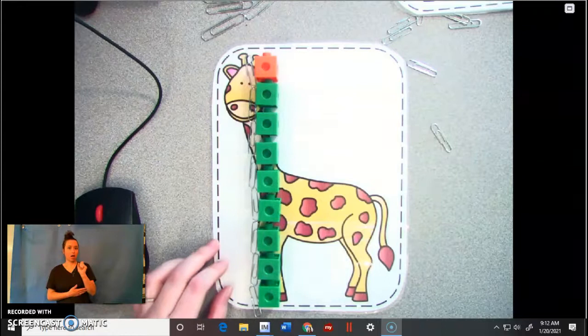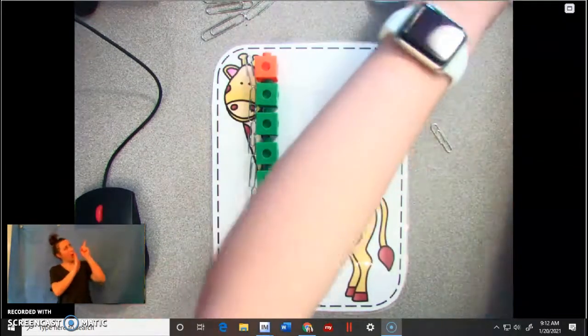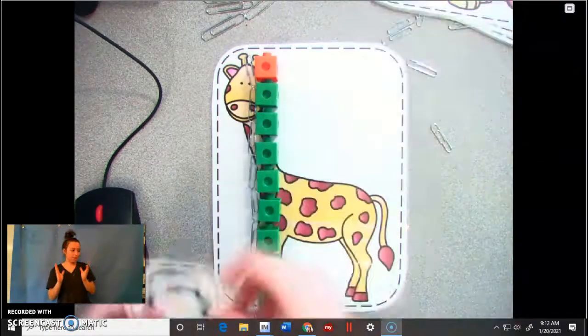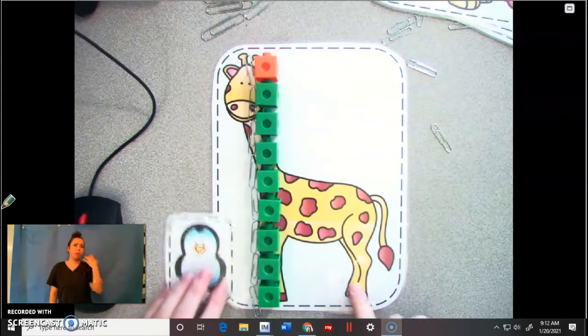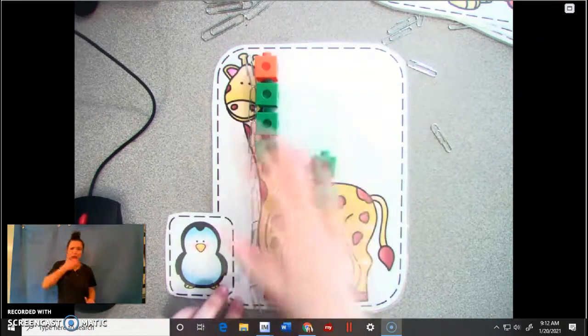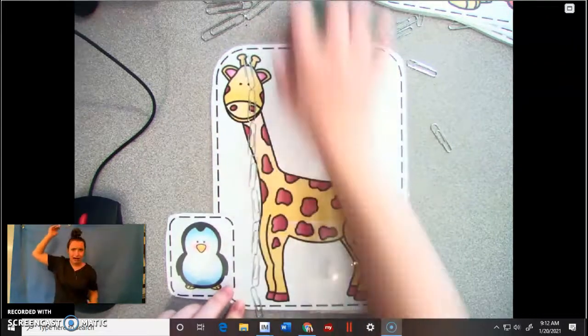So he is very, very tall, especially if we compared him to our tiny little penguin. Our penguin is much shorter than our giraffe, isn't it? I think that's probably true in real life, too.